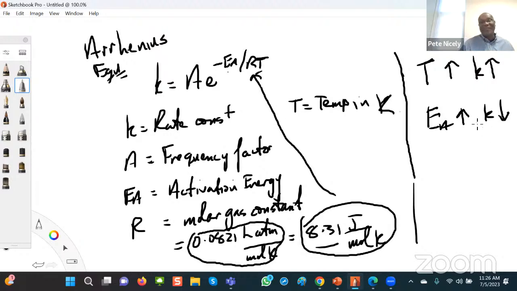And that also makes sense because if the activation energy is high, if the energy barrier for the reaction is high, that means that there will be fewer molecules that would be able to be converted to products, which means that the rate would be less and therefore the rate constant would be lower, all right? And this aspect here is important when it comes to catalysis, right?